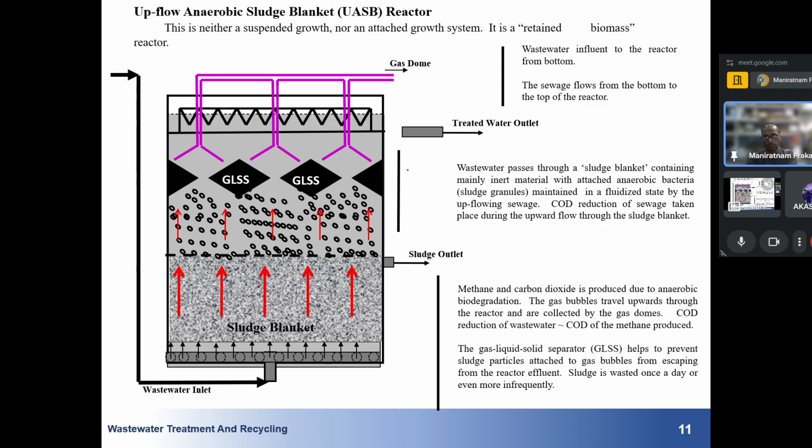What is the sludge coming from here? It goes through the anaerobic process, then gas is formed, and if any sludge is trapped in this bubble, the GLSS will prevent it and only allow the gas to go, not the sludge particles.